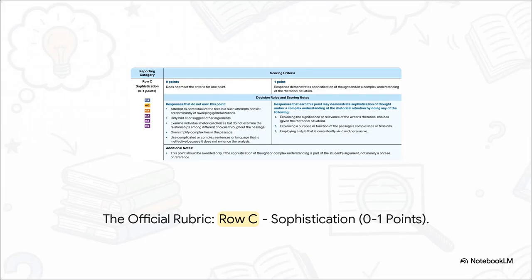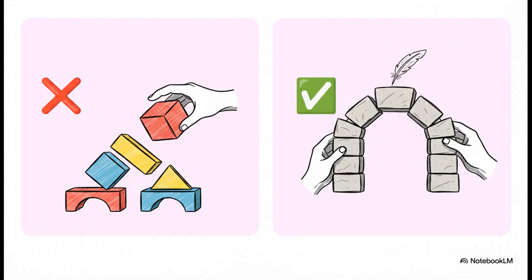And again, where do we look for clues on how to get it? The rubric. Let's take a quick look at the official language to see exactly what the scorers have in mind when they award this point. So, you can see you don't get it for just making sweeping generalizations or using complex words badly. You do get it for things like explaining the broader significance of the writer's choices, or digging into the complexities or tensions inside the passage itself. You can even earn it by just writing with a style that is consistently vivid and persuasive yourself.